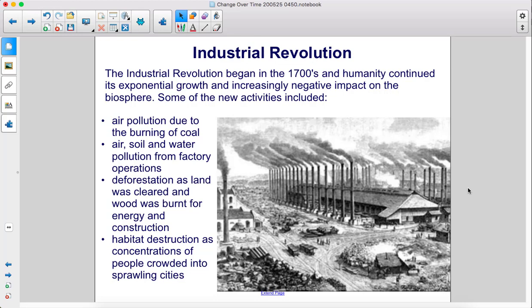Some of the new activities included air pollution due to the burning of coal, air, soil, and water pollution from factory operations, deforestation as land was cleared and wood was burnt for energy and construction, and habitat destruction as concentrations of people crowded into sprawling cities.